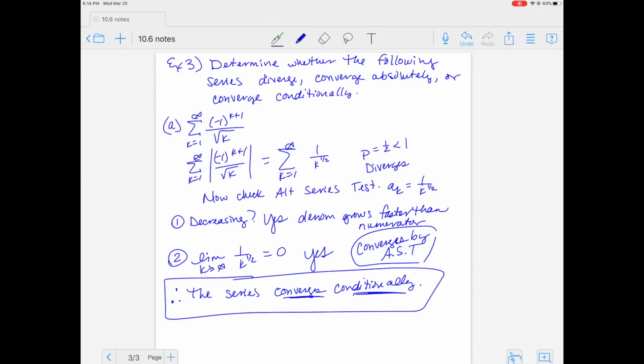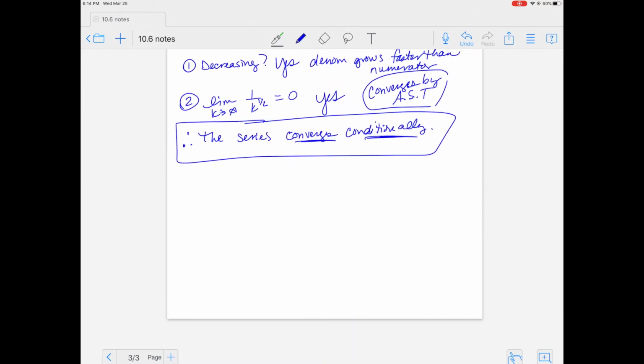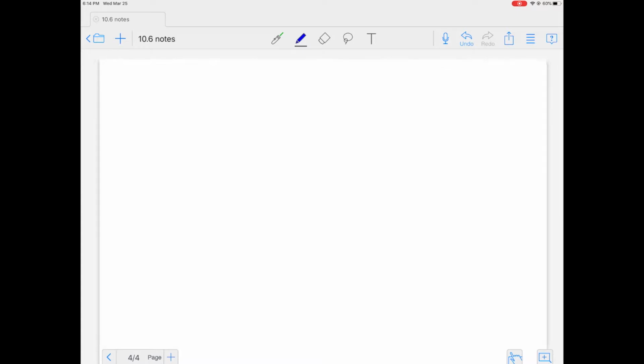All right, let's do another one. Let's just do a whole new page. We've got a few that we're going to go through here just so that we can practice this a little bit.